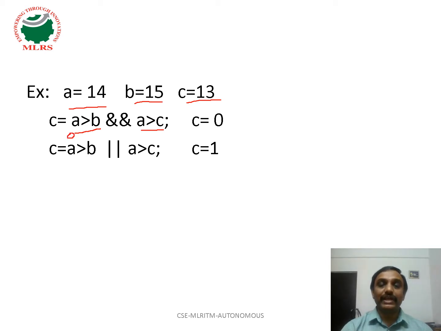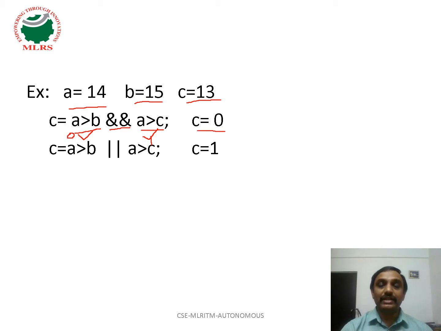Now come to A is greater than C. What is the A value? 14. C value 13. 14 is greater than 13 is true. Value is 1. Now on these two we are applying the logical AND operator. What is one input? 0. What is the other value? That is 1. On 0 and 1 we are applying the logical AND operator. Then the result is 0.